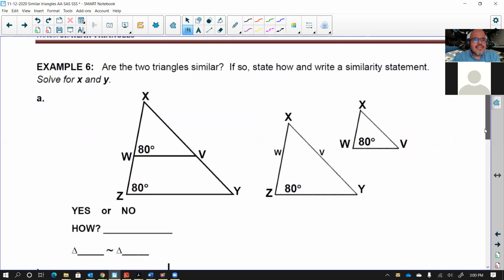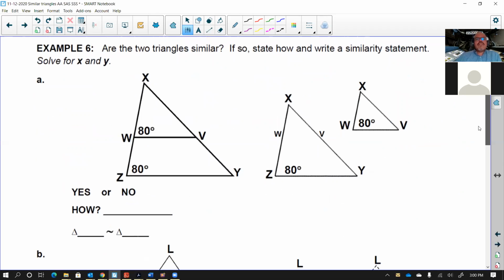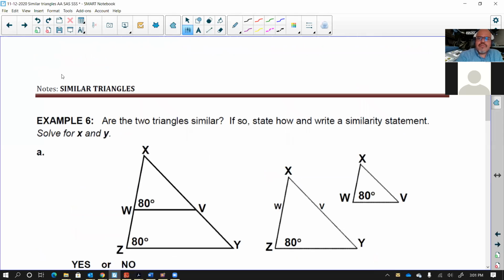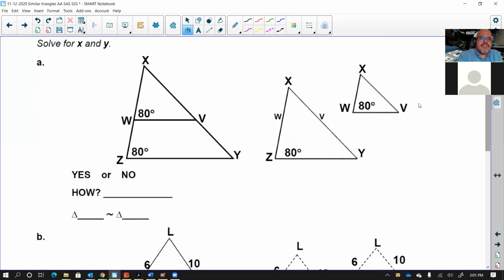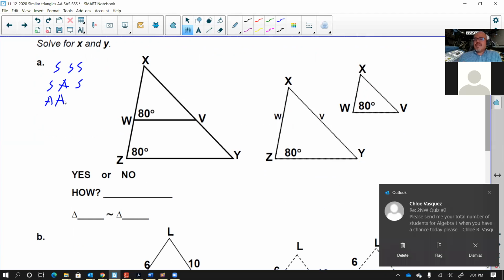This one is a little bit, it's easy. Okay, so we're going to be doing this. We need to see if these 2 are similar. Remember, we have the similarity statements. We'll go ahead and just write them out. Side, side, side; side, angle, side; or angle, angle. Similarity. This is not congruency, this is similarity.